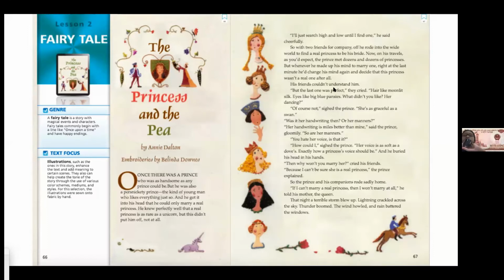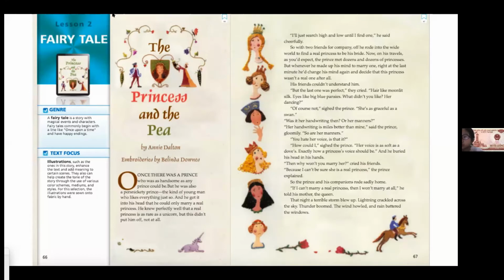Once there was a prince who was as handsome as any prince could be, but he was also a persnickety prince, the kind of young man who likes everything just so. And he got it into his head that he could only marry a real princess. He knew perfectly well that a real princess is as rare as a unicorn, but this didn't put him off, not at all.